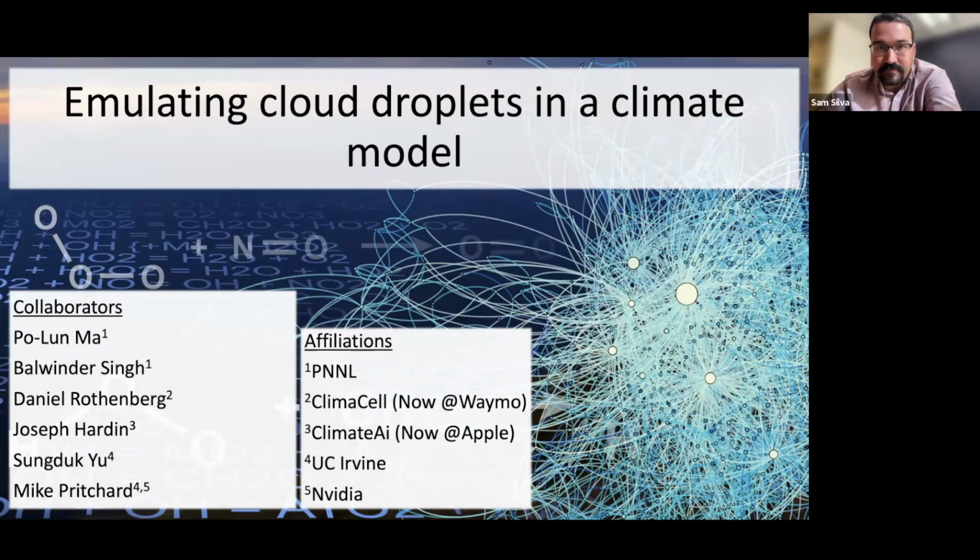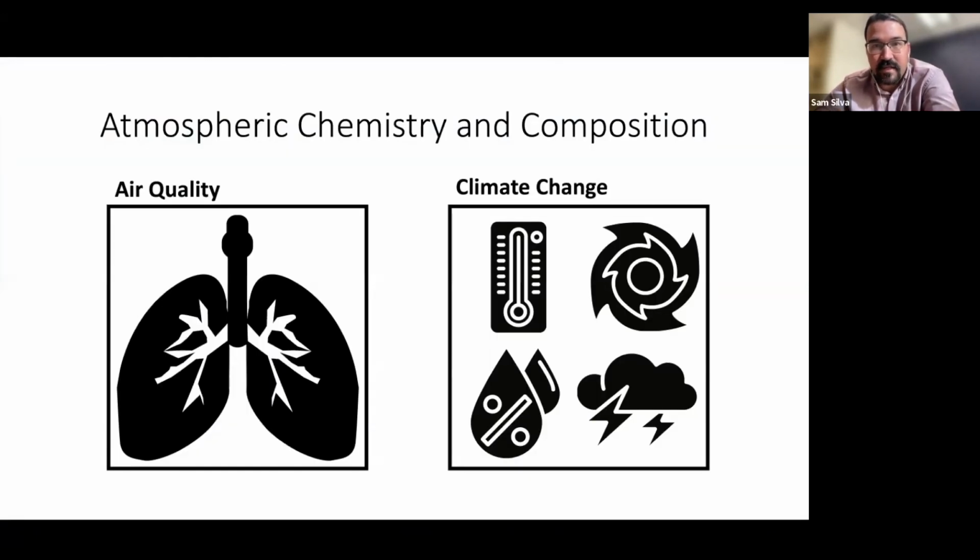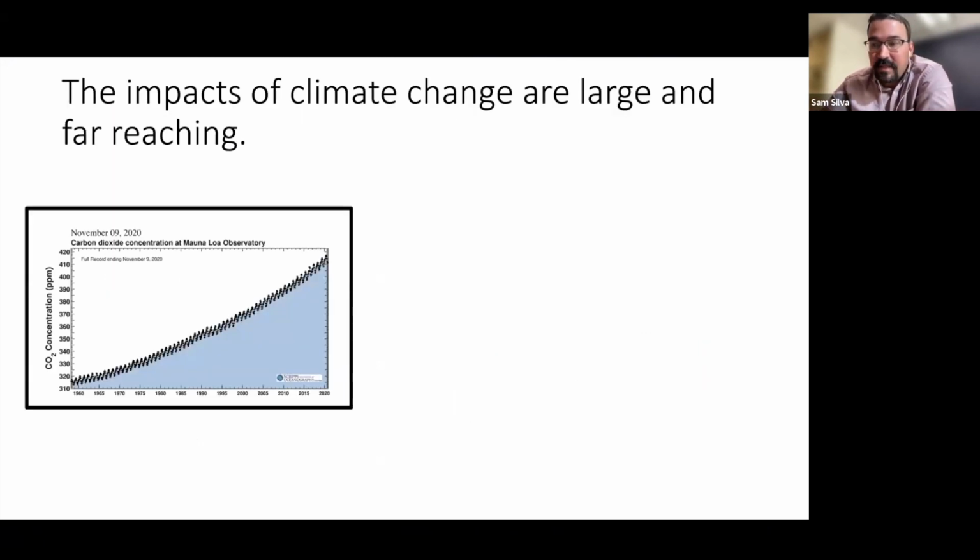So to get started, the research that we do in my group is really all about atmospheric chemistry and composition, mostly because we're very interested in how the chemical composition of the atmosphere is relevant to two modern environmental crises, air quality and climate change. And today I'm going to be discussing some work we've been doing focusing on the climate aspect of this major research focus.